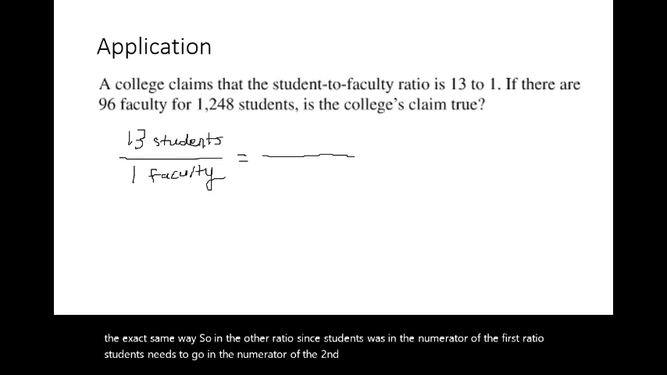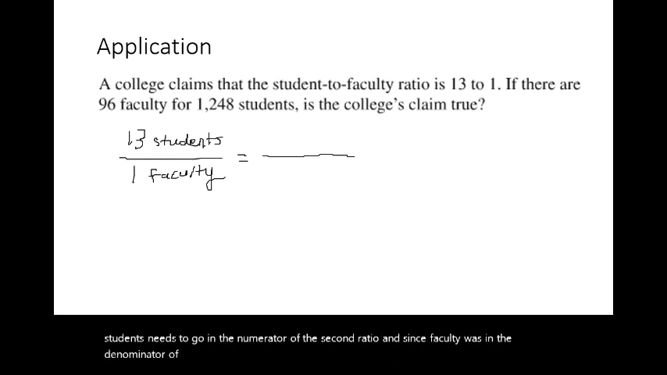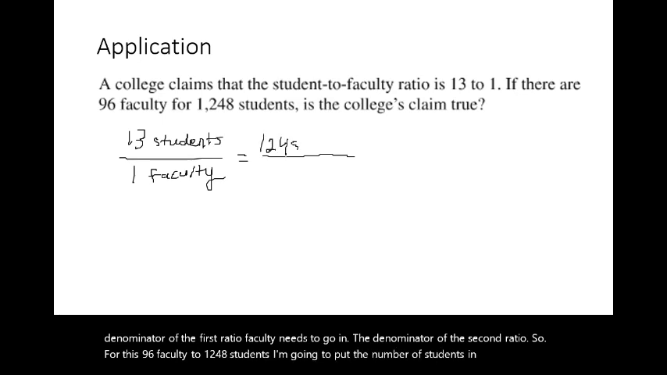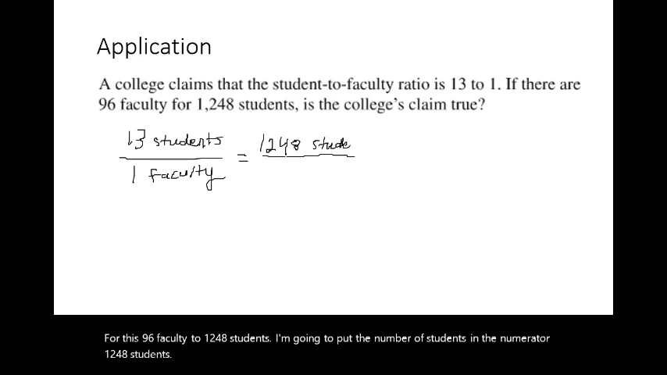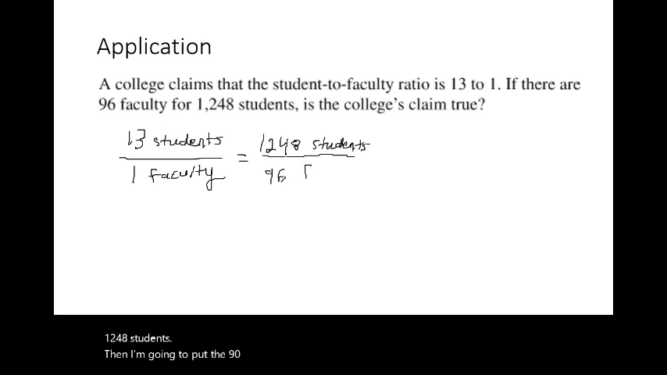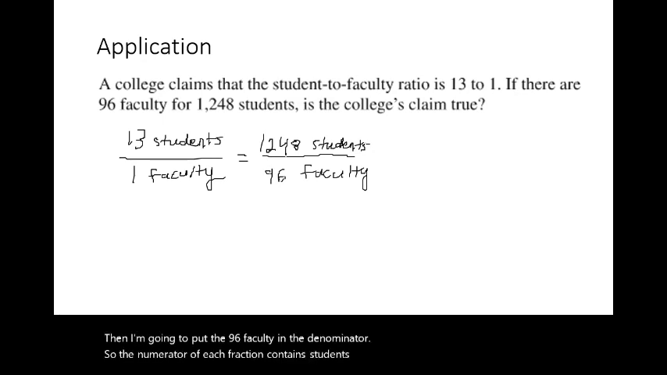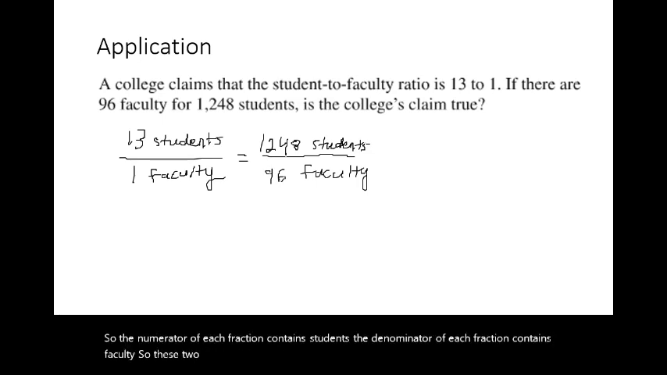And since faculty was in the denominator of the first ratio, faculty needs to go in the denominator of the second ratio. So for this 96 faculty to 1,248 students, I'm going to put the number of students in the numerator, 1,248 students. Then I'm going to put the 96 faculty in the denominator. So the numerator of each fraction contains students. The denominator of each fraction contains faculty. So these two ratios are set up in the exact same way. You need to make sure of this.